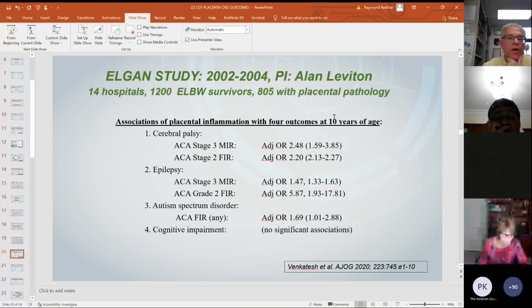They found that cerebral palsy was predicted by high intensity chorioamnionitis, either intense maternal inflammatory response or an intense fetal inflammatory response. Seizure disorders, again, also chorioamnionitis being the main. Chorioamnionitis was the main histologic variable assessed in this study, and also a significant association with autism. They were not able to find any associations with cognitive impairment, but I'm not sure that they looked at the same variables that we did in our study. And this was reviewed in American Journal of Obstetrics and Gynecology a couple of years ago.